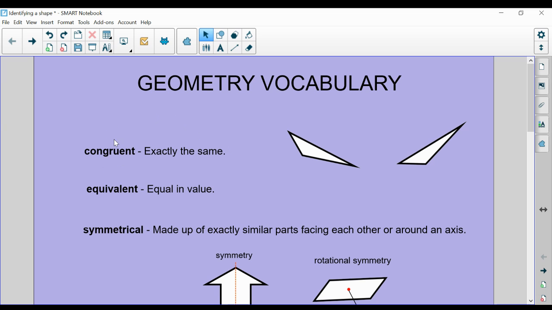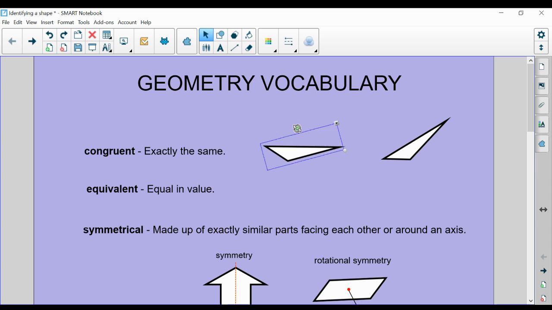The first one is congruent. Congruent is a term that means exactly the same. Here's two different triangle shapes, and they are actually congruent because they are the same shape. If you put one over the other, they are congruent. You could also say that the angles and sides are all congruent. Like this side length and this side length is congruent. This angle right here is congruent to this angle.